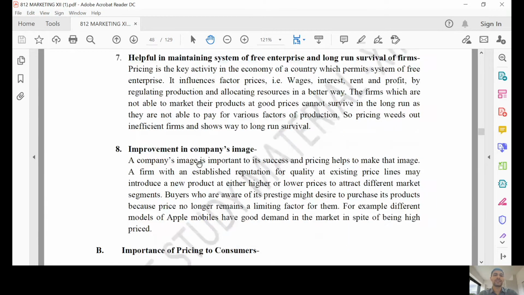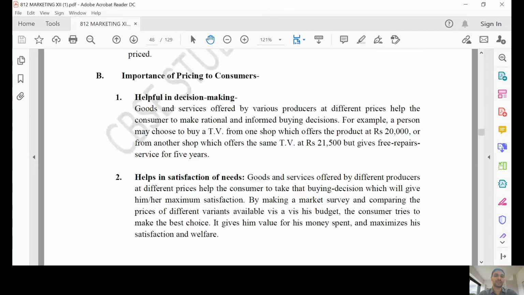So now let us see the importance of pricing to customers. Of course, we customers also are benefited by proper pricing. First one is helpful in decision making. Every customer will have a budget.